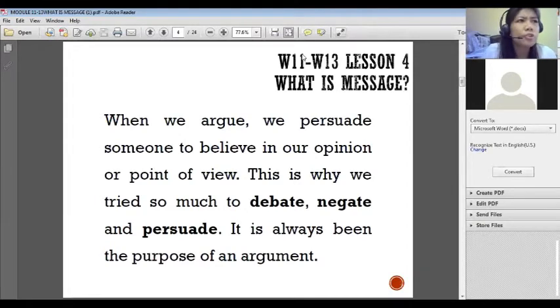Now, what do you need to do with your stand? What do you need to do with your claims? You have to support your claims. You have to support them with reasons. You have to support them with assumptions. Most importantly, you also have to support such claims with facts.